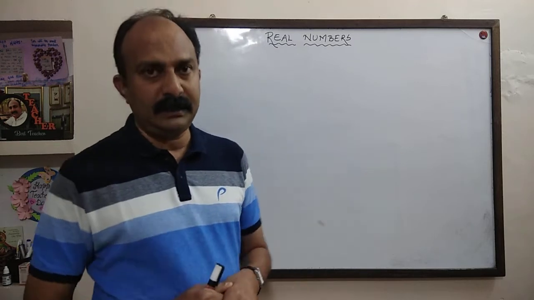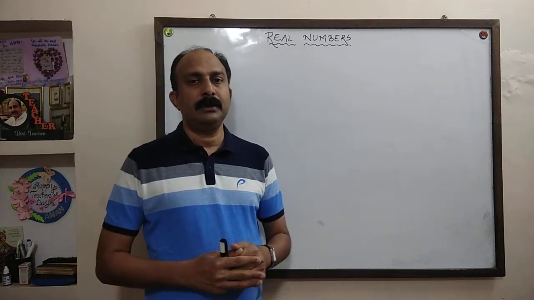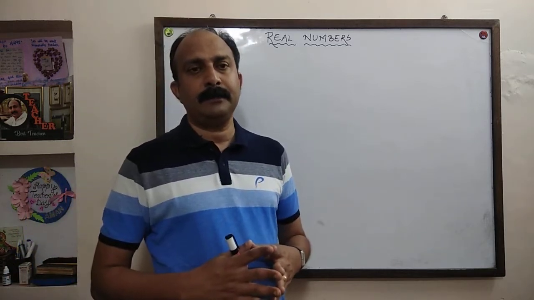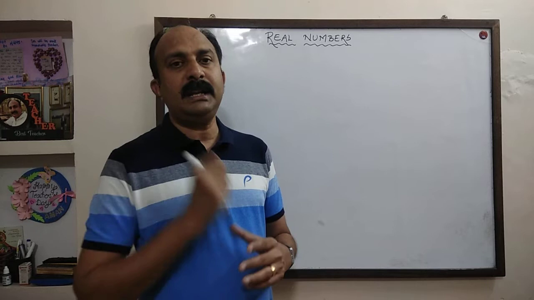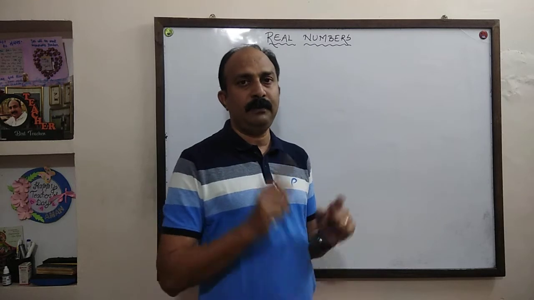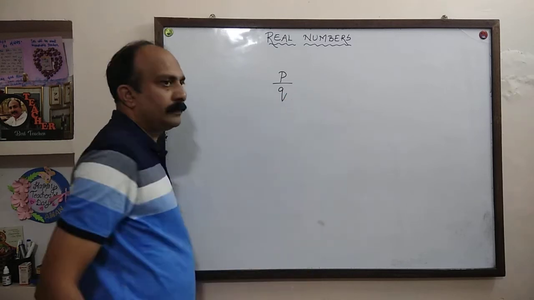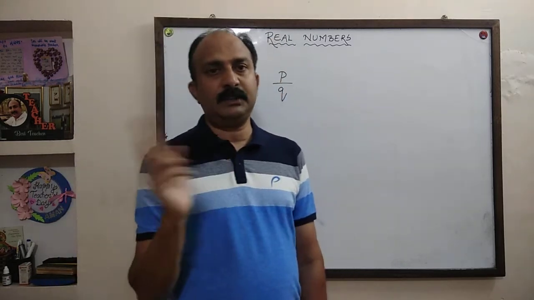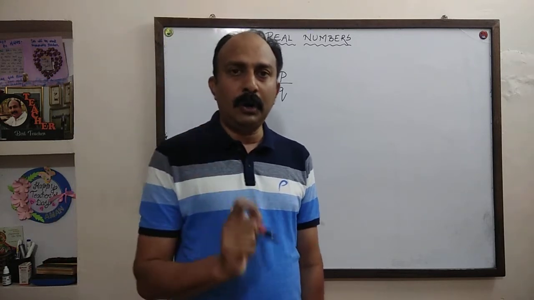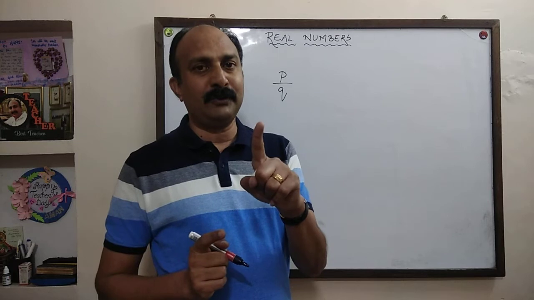This has no specific name as such, but this theorem is used to determine whether a rational number has terminating decimal expansion or non-terminating recurring decimal expansion. We know that every rational number P upon Q has two types of decimal expansion. Either this P upon Q will be a terminating decimal or it will be a non-terminating recurring decimal. Class 9 chapter 1. I hope all of you remember.